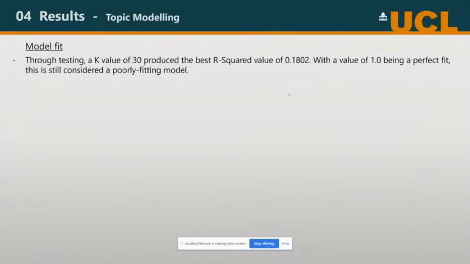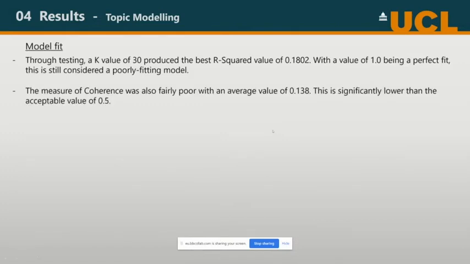So looking at our results for latent Dirichlet allocation starting off, a K value of 30, so a number of topics of 30, was found to be the best fitting for our purpose, and that gave an R-squared value of 0.18 thereabouts. But with a value of 1 being a perfect fit, this was probably considered a poorly fitting model, and coherence as well was pretty poor across all of the topics, with some being acceptable, others not, and there was an average value of 0.138.